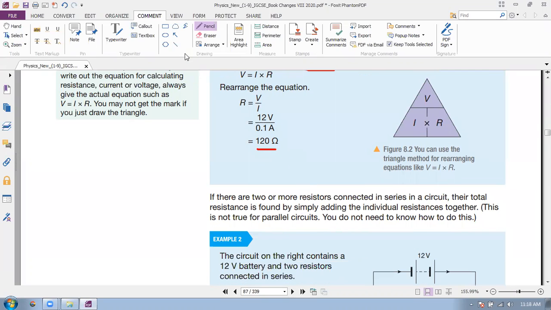If there are two or more resistors connected in a series circuit, then the total resistance we have to find out by just adding them. Total resistance is the resistance of the circuit. But this is not true for a parallel circuit. In a parallel circuit, finding total resistance is a bit different.